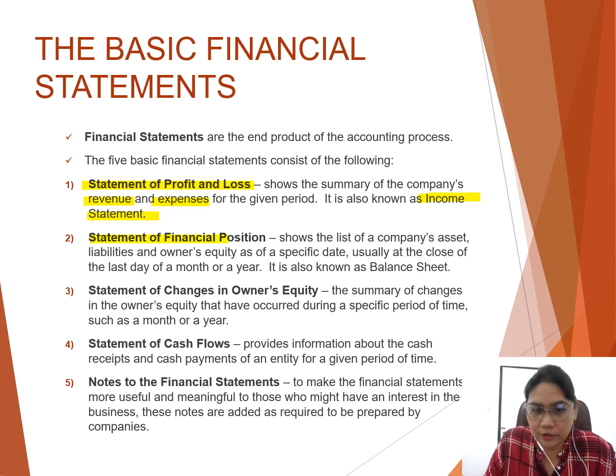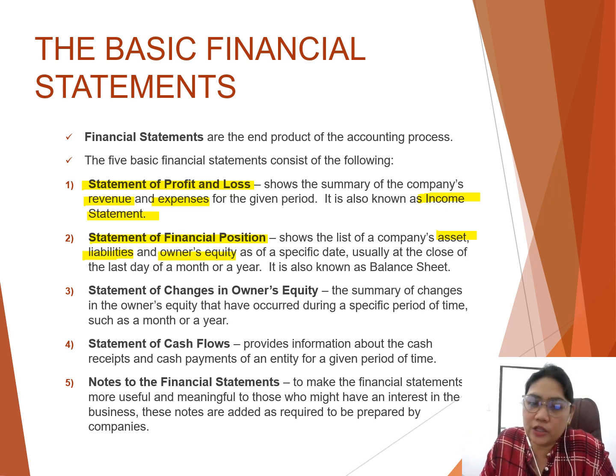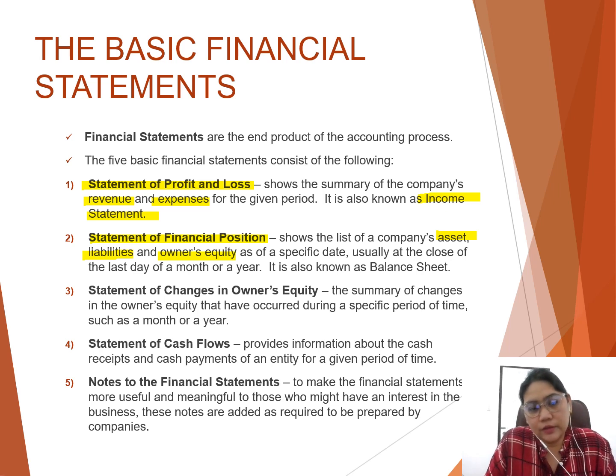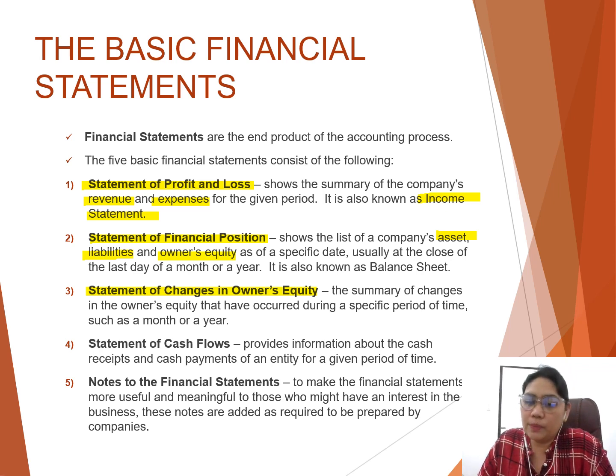Second one is the statement of financial position. So, sa statement of financial position, dito natin makikita ang asset, liability, and owner's equity. It is also known as balance sheet. Mas kilala siya as balance sheet, pero we should call it statement of financial position. The third one is the statement of changes in equity. Sa statement of changes in equity, dito ipapakita lahat ng changes na nangyari sa capital. Pag sinabi kasi nating owner's equity, it pertains to the capital.